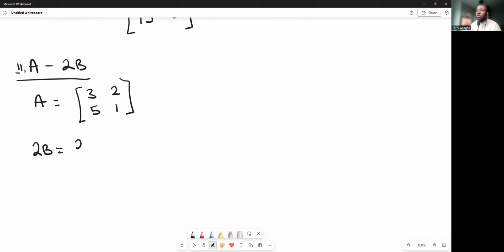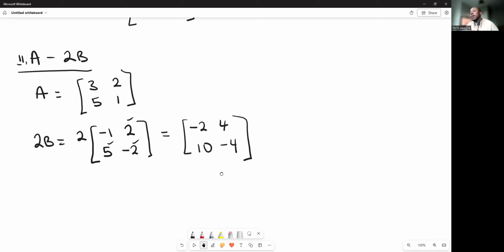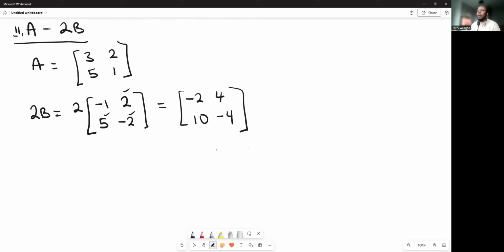Okay, 2b. We know the b from the question, the b was -1, 2, 5, and what? -2, right? But we need 2b, so you multiply this. It's going to be -2, 2 times 2 will give you 4. 2 times 5 will give you 10. And the last one, 2 times -2 will give you minus what? 4. All right?